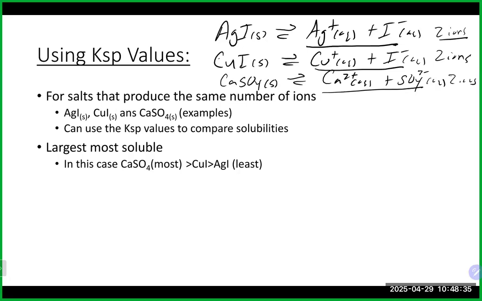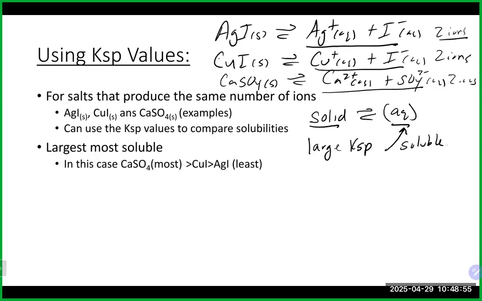It's the same idea as the K we normally talk about: solid on the left, aqueous on the right. A large value of KSP is a large equilibrium constant, and a large value of K means I would mainly have products. So this one would be more soluble, right? A small value of KSP means a small value of K, mainly reactants, which means it would be less soluble, right?